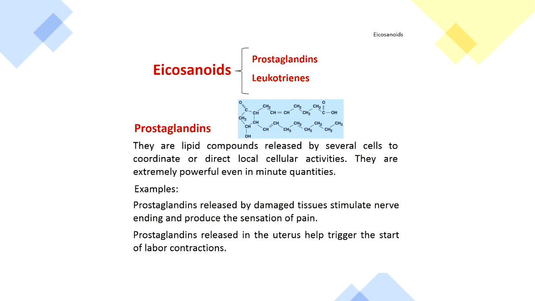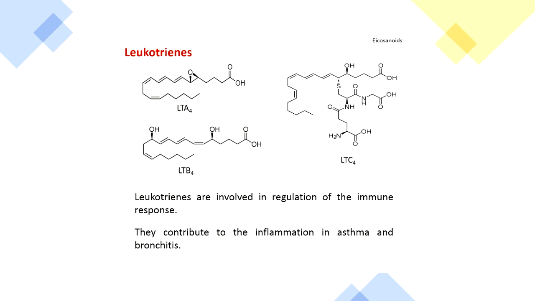So we have eicosanoids, which is a group. Prostaglandins and leukotrienes are eicosanoids, okay? And these are basically lipid compounds that are released by cells to control cellular activity, okay? So this is basically for cell signaling and communication. And same thing with the leukotrienes. They're also involved in regulating the immune system. So again, basically communicating and defense. These are what the eicosanoids do.